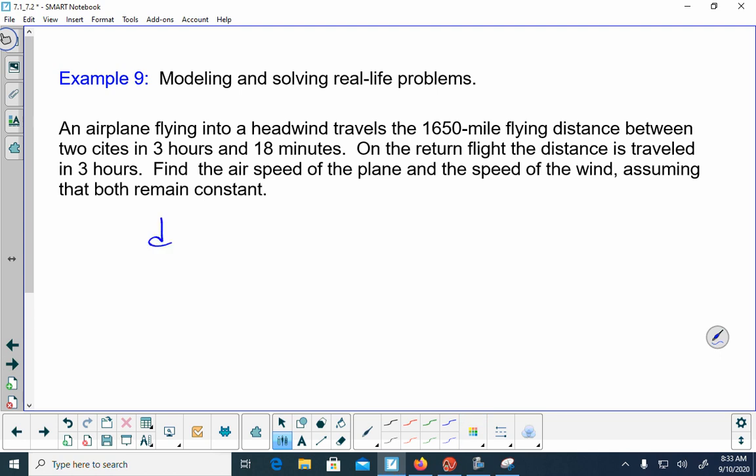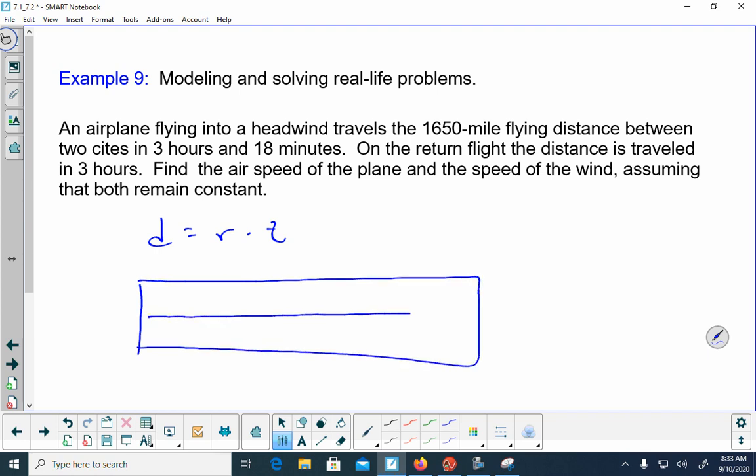I like to do distance is equal to rate times time. I like to make boxes. It makes me happy. So I'm going to make a box. This is going to the other city, and this is the return. And there's my distance, my rate, and my time. It says the distance is 1,650, and that would be true for both going there and coming back. The mileage isn't going to change.